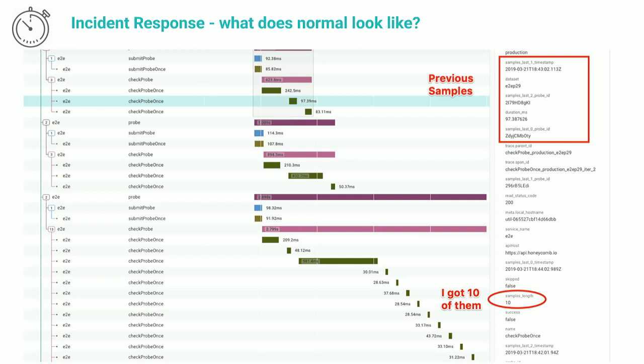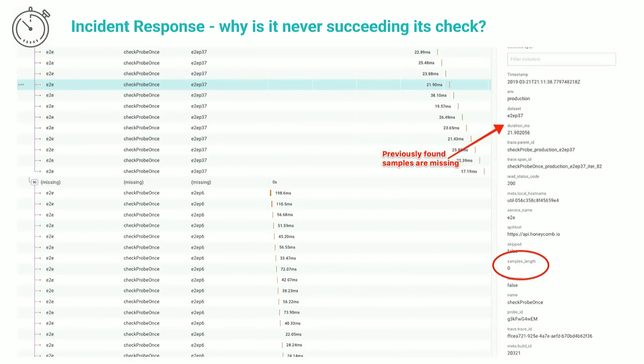This is what good stuff looks like. When we got an alert, instead it looked like this. So what we're seeing are an enormous number of check probe once spans. And the interesting part here is that the sample's length is zero.